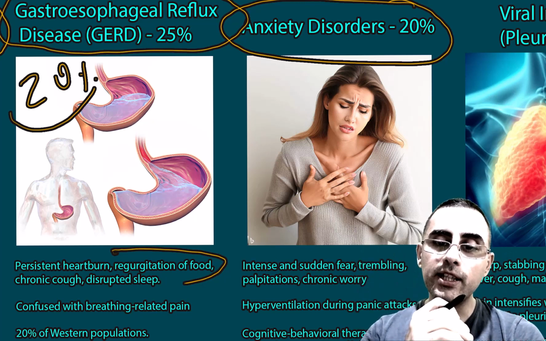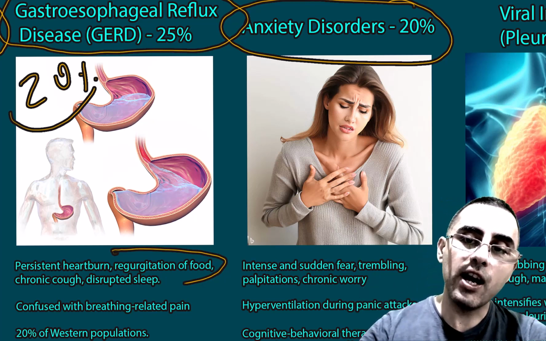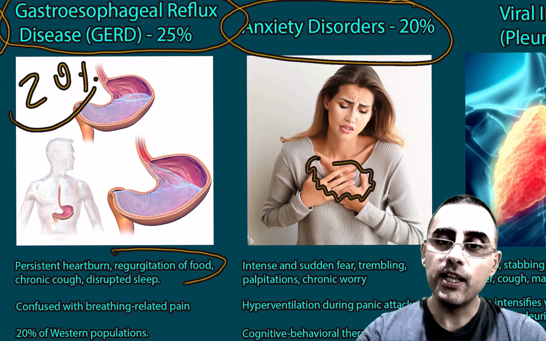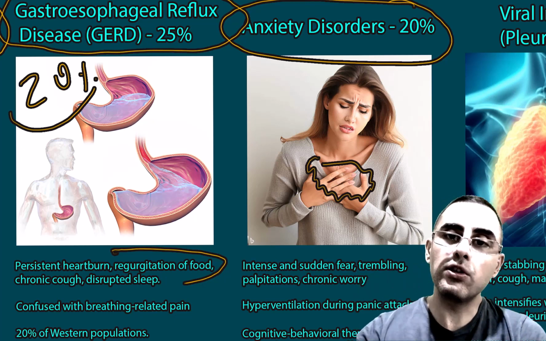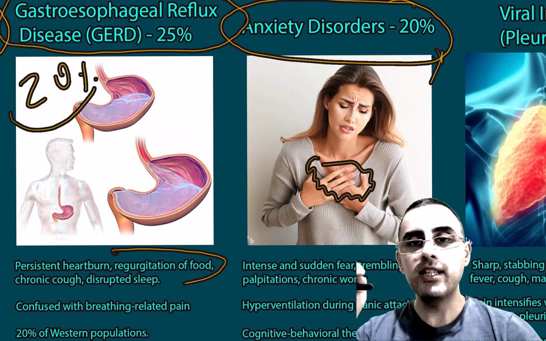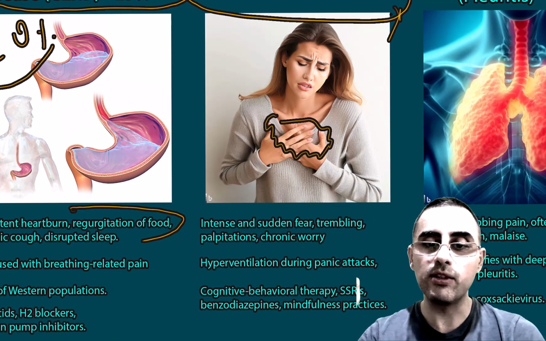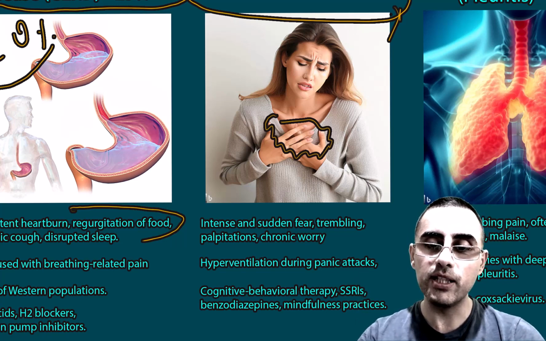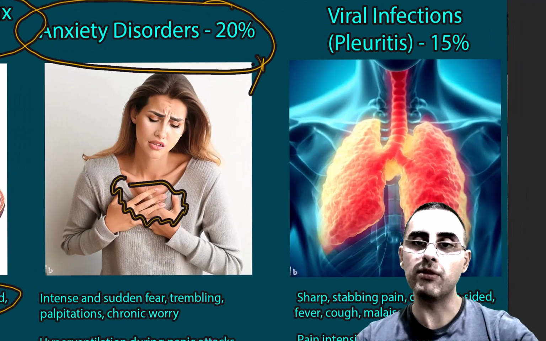And hyperventilation during panic attacks, with shallow and fast breathing, and in this case a person can feel chest tightness or chest pain during breathing. That's why it's also common. So anxiety disorder is the third most common cause. What is the treatment? Treatment is cognitive behavioral therapy, antidepressants, sometimes benzodiazepines, and mindfulness practices such as yoga, for example, or meditation.